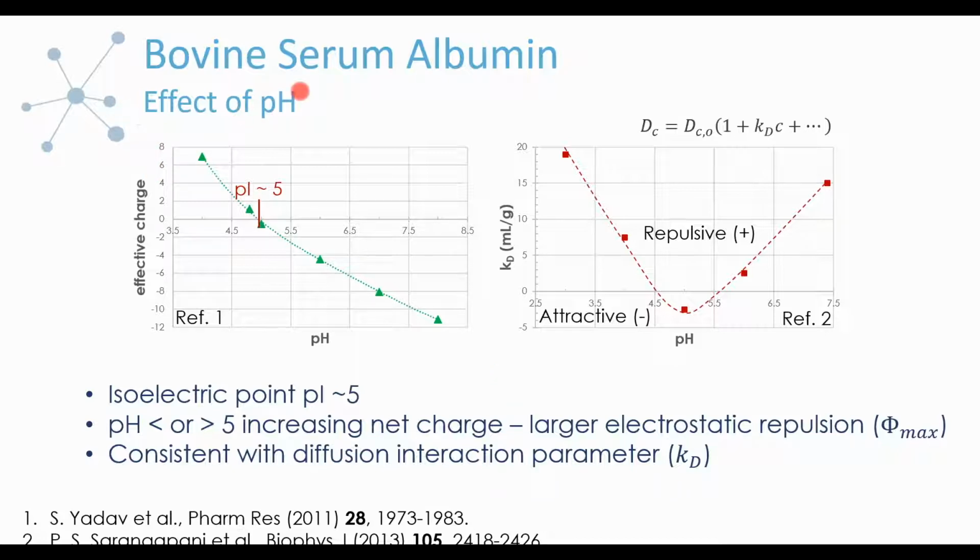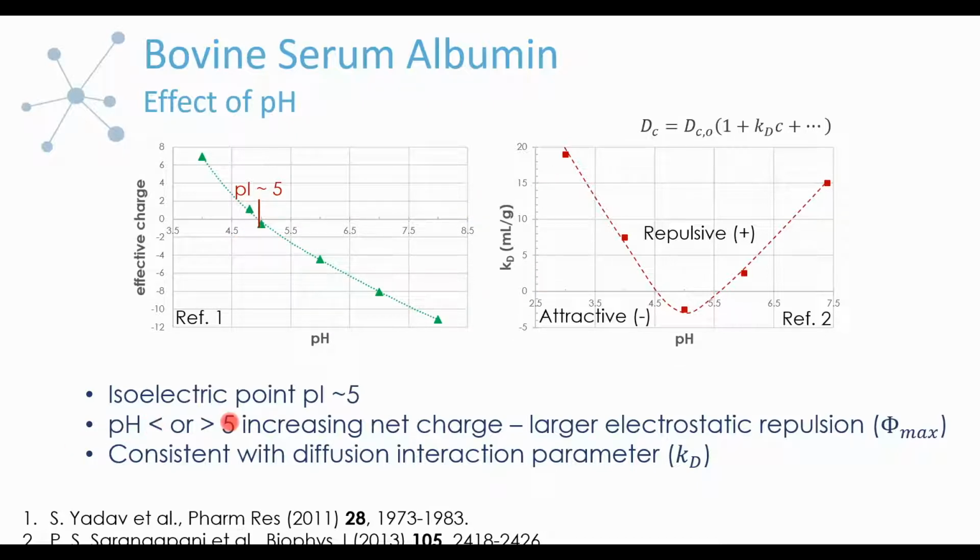So what we know for BSA as a function of pH is the behavior of the effective charge or the charge density. We know that the isoelectric point, or point where the net effective charge is 0, is close to 5. That means that as we go in pH above 5, we become more anionic, and as we go below, we become more cationic.